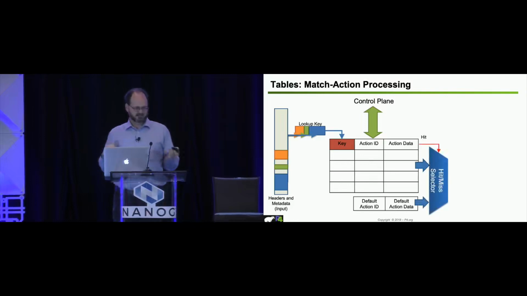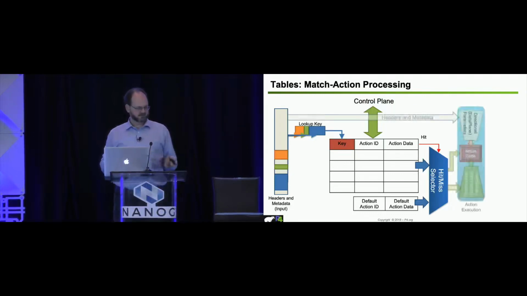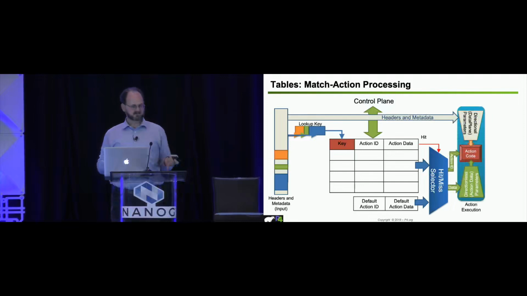If there's a hit, then the control plane has also installed the action ID, just usually a numeric value the compiler picked to encode that name of the action. And the action data is the parameters of that action that gets stored into the table as well. If there's a miss, the control plane can also typically configure a default action.